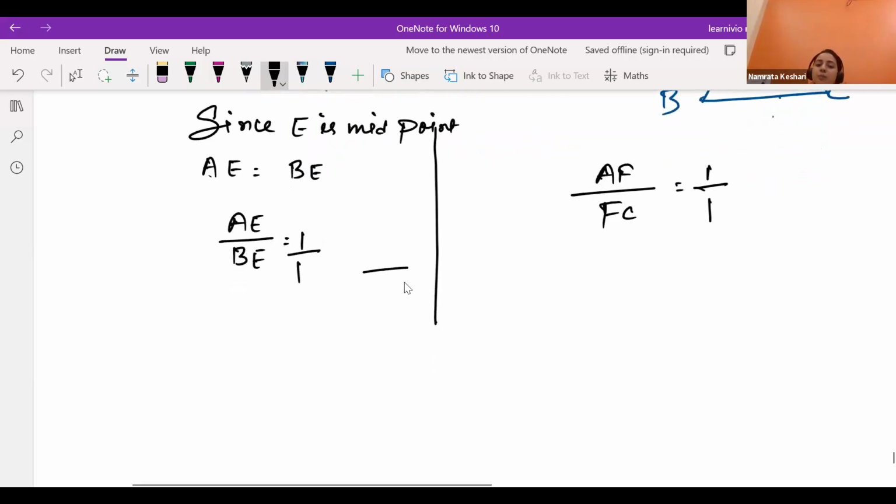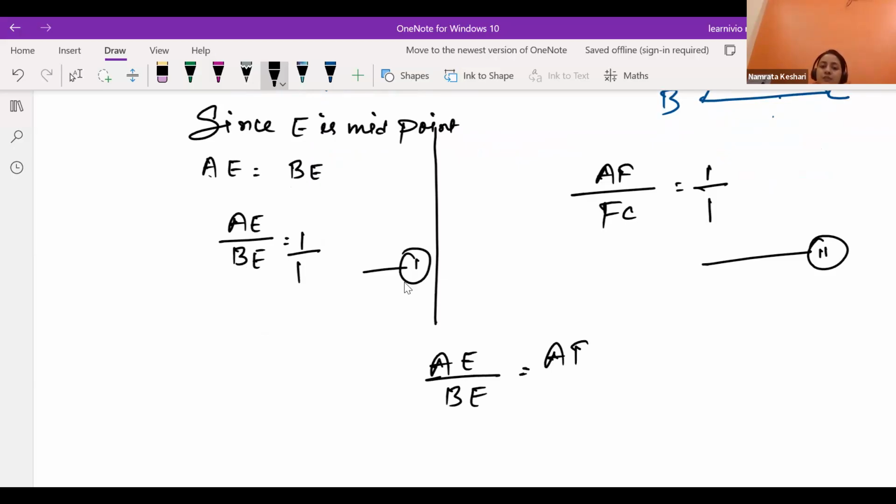That means we can do the comparison, both are 1. So we can say that AE by EB is equal to AF by FC. If these two ratios are the same, then by the converse of the basic proportionality theorem, we can say that the lines will be parallel. Yes or no? Is everyone getting it? Yes. Let's do the next one.